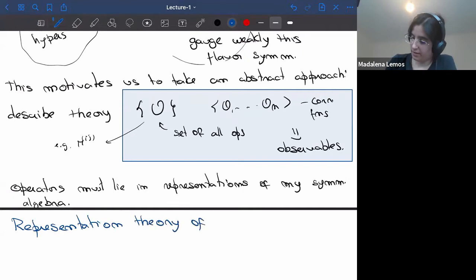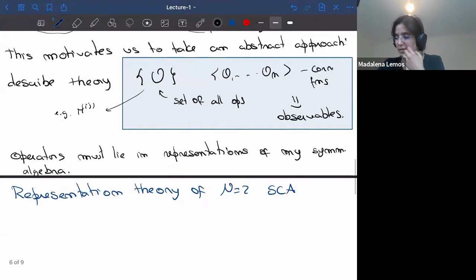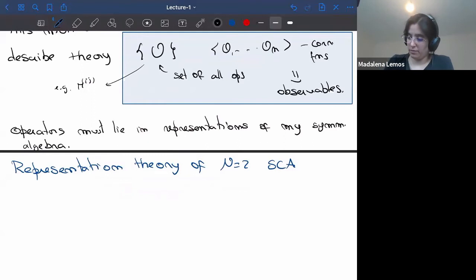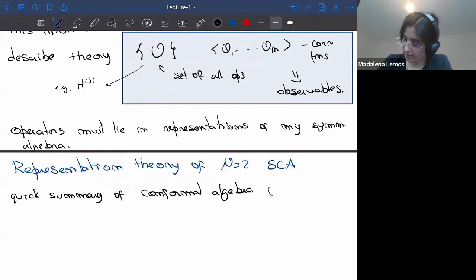I need to work out the representation theory of the N=2 superconformal algebra. So this might sound like a technical thing that would best be avoided, but it really becomes necessary if you can no longer rely on just building your operators out of fundamental fields. So I will start by quickly reviewing representation theory of just the conformal algebra, and then I will see how supersymmetry organizes this on top. So I will start with a quick summary of conformal algebra and its representations.